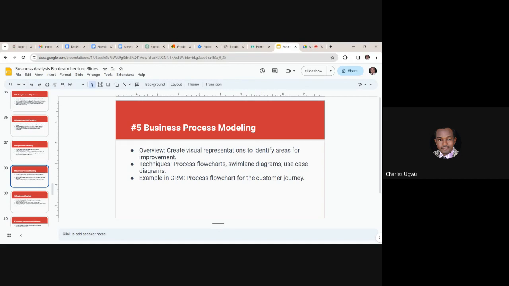So if you're applying it in CRM, we have a process flow chart for customer journey, a process flow for lead management, and a process flow for contact management. So these are ways we can apply it in CRM. I'm just using CRM as an example for you to understand where it can be applied. But process flow is very, very important that we need to understand.